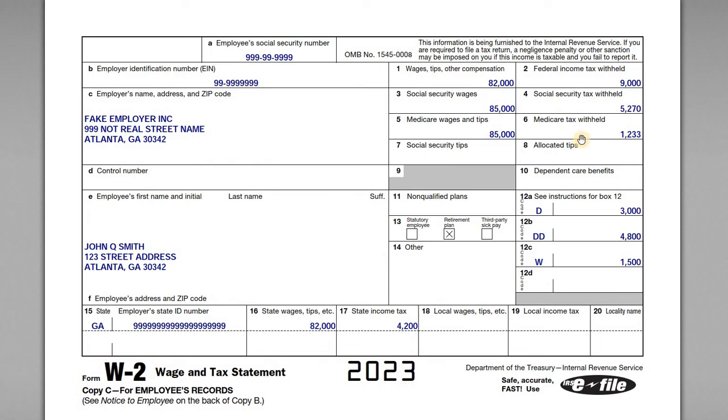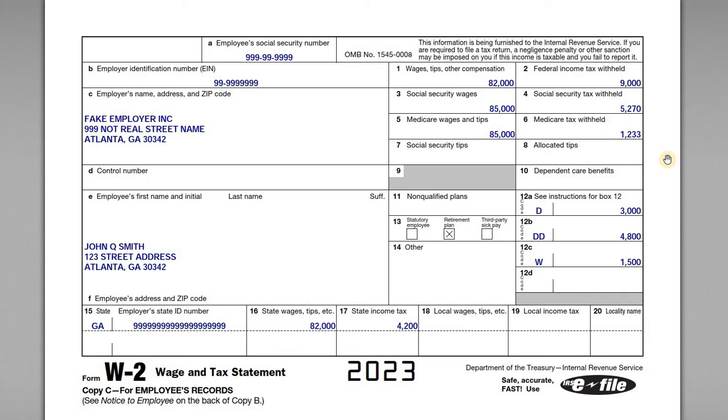Okay, and so the boxes 4 and 6, Social Security and Medicare taxes withheld. The Social Security rate for this year is 6.2% on Social Security wages, and the Medicare tax withheld is 1.45%. Now, if your wages are higher and you exceed the Social Security wage limit, then the Social Security tax withheld would be capped out, and then the Medicare tax is a different story, right?